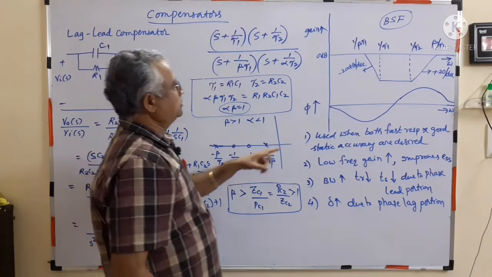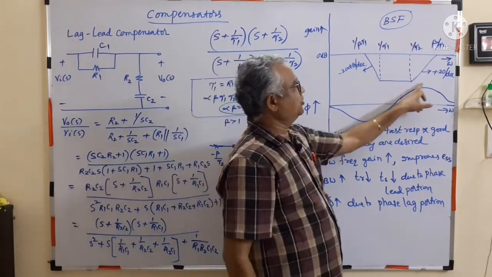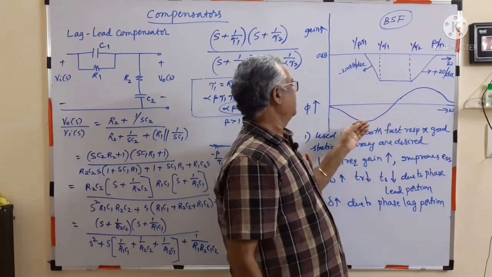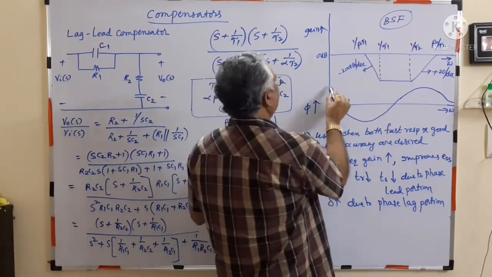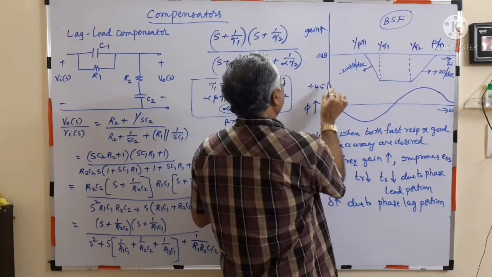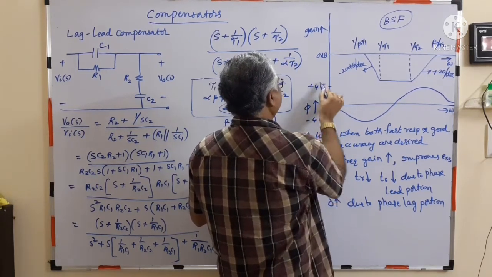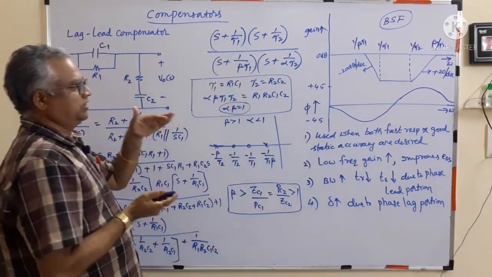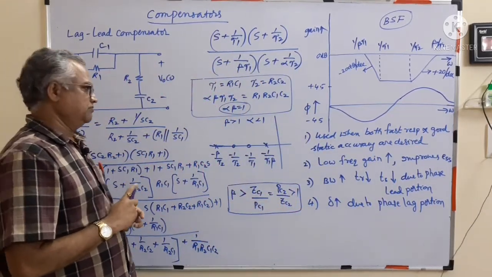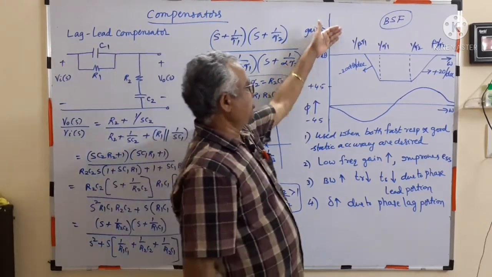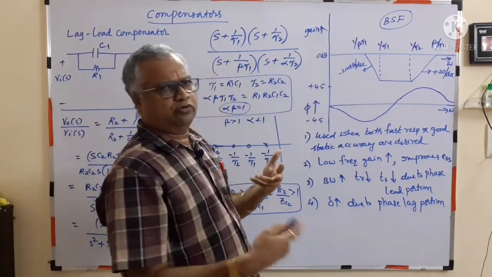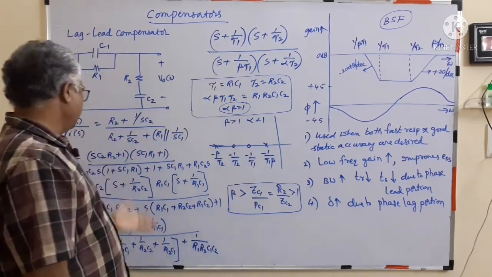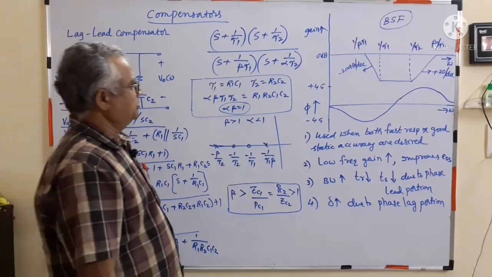Then the angle plot: beginning negative, later positive. So in the middle it will cross 0 degree. Approximately it will go to plus 45 and minus 45. Within this range the angle will change. So this is the gain plot and phase plot. Similar to the previous ones, only this step is a little bit complicated, so do it carefully. The rest of the calculation is similar.